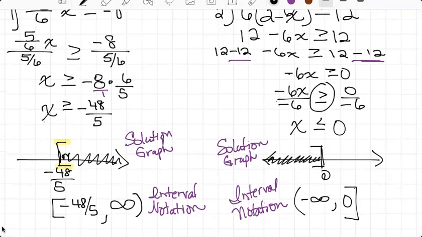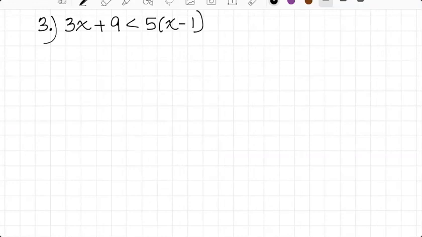Let's do one more example. So this third example, we have 3x plus 9 is less than 5 times the quantity x minus 1. So on this one, the right side of my inequality is not simplified. I need to clean that up. I will have to distribute. So I'm going to copy down my left side, 3x plus 9 less than. I'm going to distribute the 5. 5 times x is 5x. 5 times negative 1 is negative 5. Now I have both sides of the inequality cleaned up.